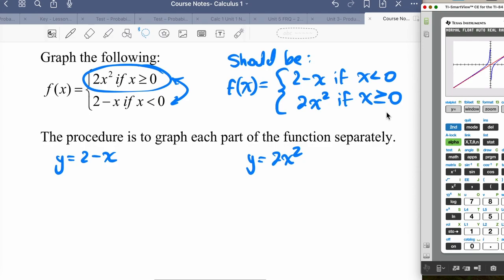All right, so we'll do this if x is less than 0 and if x is greater than or equal to 0.